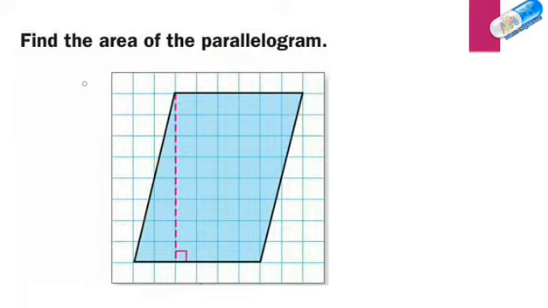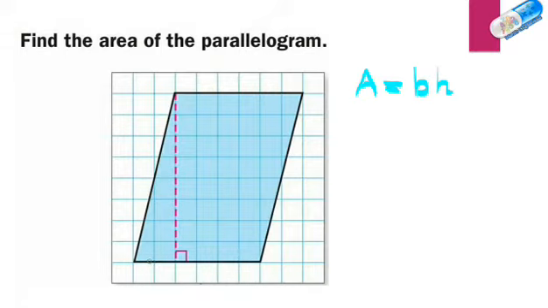Example: find the area of the parallelogram shown here. This parallelogram has no dimensions written, but we can get the dimensions because it is already drawn on grid paper with squares. So, first step, I always prefer to write the formula of the area: A equals BH. Again, what is the B? Base. We look at the side from where the height is dropped. So, here is the base.